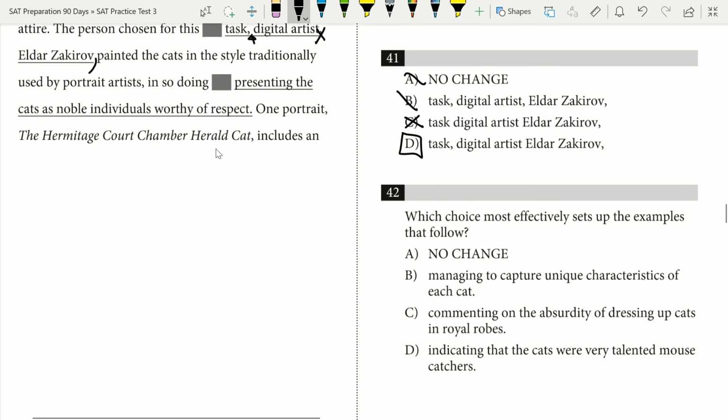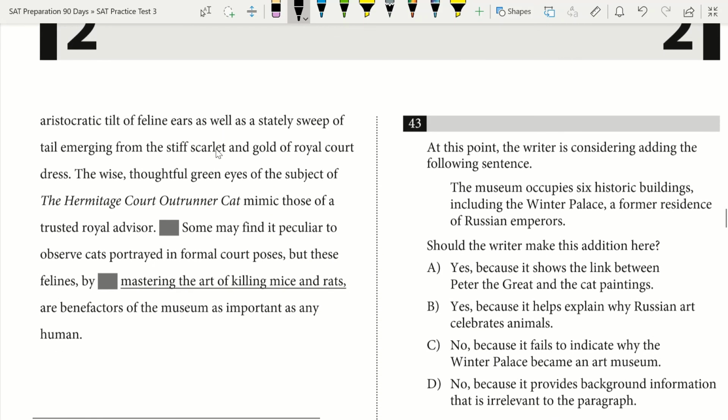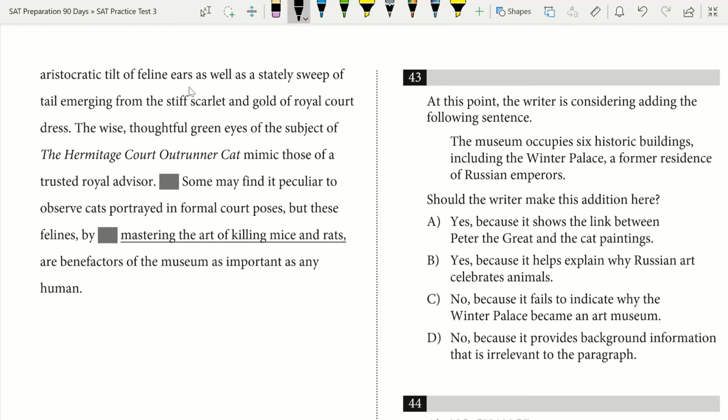Now we have painted the cats in the style traditionally used by portraits. In so doing, we are presenting the cats as noble individuals worthy of respect. We're asked for what sets up the examples that follow, so we need to read on. One portrait, the Hermitage Court Chamber Herald cat, includes an aristocratic tilt of feline ears as well as a stately sweep of tail emerging from stiff scarlet and gold of royal court dress. The wise, thoughtful green eyes of the subject of the Hermitage Court outrunner cat mimic those of a trusted royal advisor. At this point, the writer is considering adding: the museum occupies 6 historic buildings, including the Winter Palace, a former residence of Russian emperors.